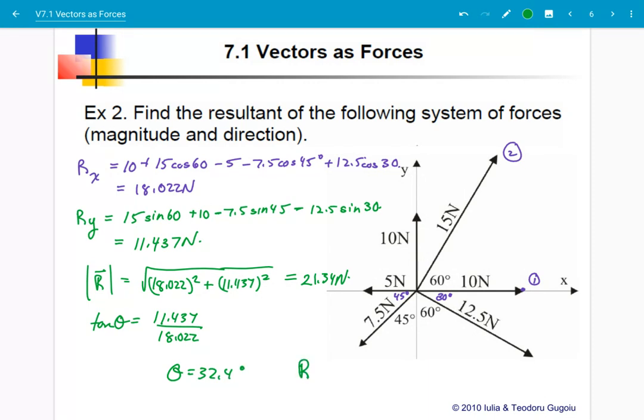So R, as a magnitude, and paired with the direction angle, 20.3 newtons and 32.4 degrees. There's the second example.